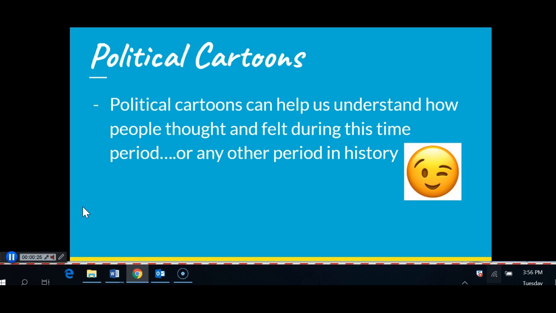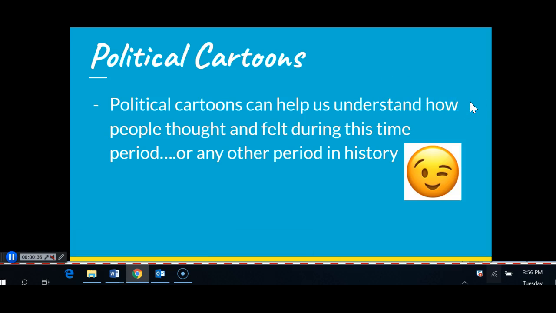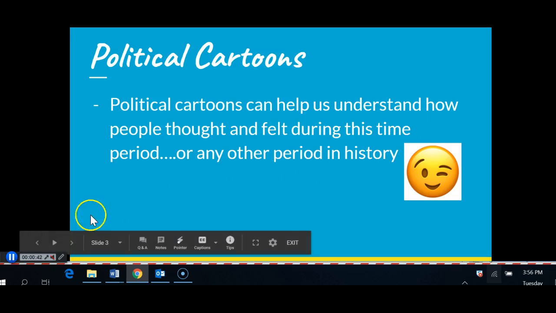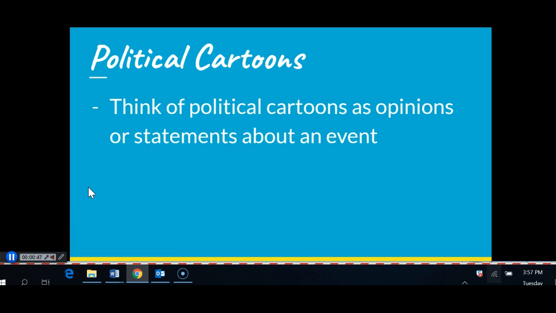Before we get into the actual Reconstruction political cartoon, I want to talk in general about political cartoons. They can help us to understand how people thought and felt during this time period, or for that matter, any other time period in history. Let's think about political cartoons as opinions or statements about an event.